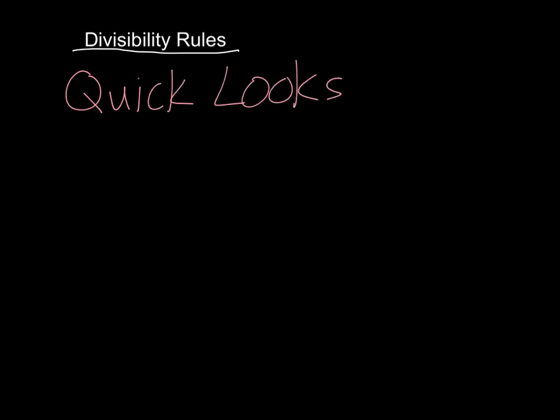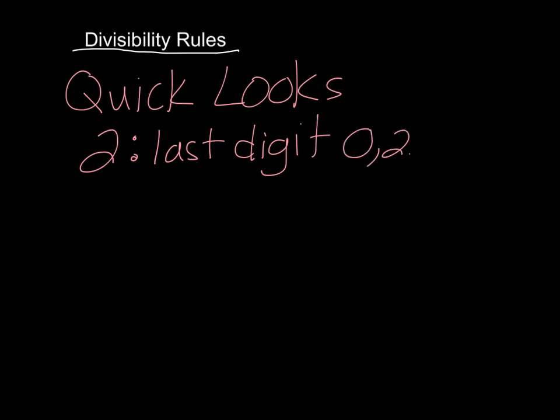Divisibility rules kind of follow in some different categories. The first category divisibility rules fall into are the quick looks. So the quick looks. These are rules that you can follow with just quickly looking at them. The numbers that are the quick looks are the number 2. 2 is a quick look because you're looking at the last digit. And if the last digit is 0, 2, 4, 6, or 8, then it is divisible by 2.